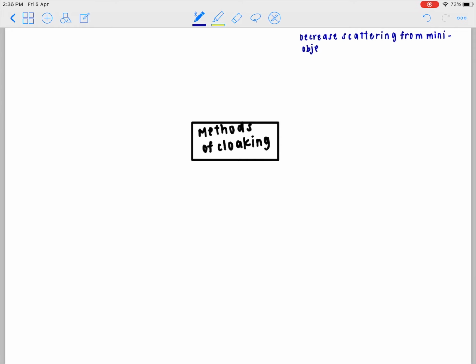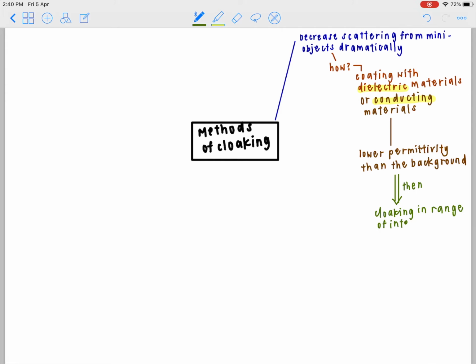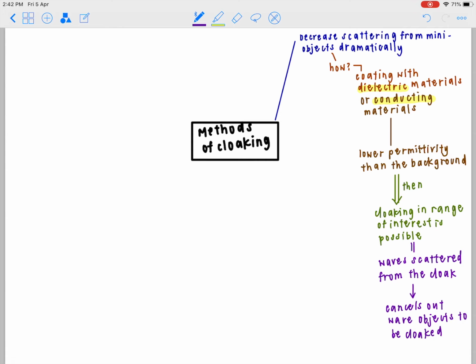In this part, we're going to discuss two main methods of cloaking. One is decreasing the scattering, and this is done by coating the material with dielectric materials. Usually dielectric or conducting metamaterials that lower the permittivity to be lower than the background. Then cloaking in the range of interest is possible. The wave scattered from the cloak also helps to cancel out the wave from the object to be cloaked. This lowers the residual scattering and basically makes it invisible.